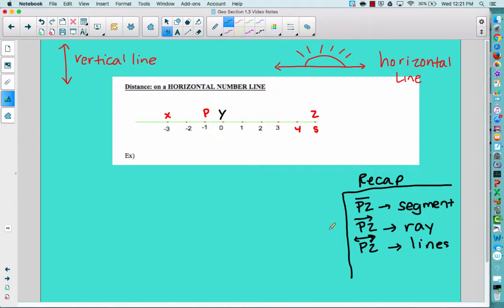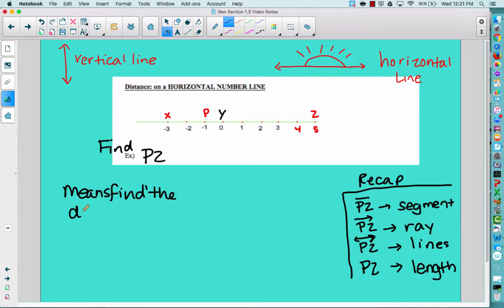But now we're going to be talking about how do we find the length. When we're trying to find the length, we actually don't use any symbol. We would just say, find PZ, okay? So if I just write PZ with no symbol, it means I want the length or the distance between the 2 points. So this means find the distance between the 2 points.